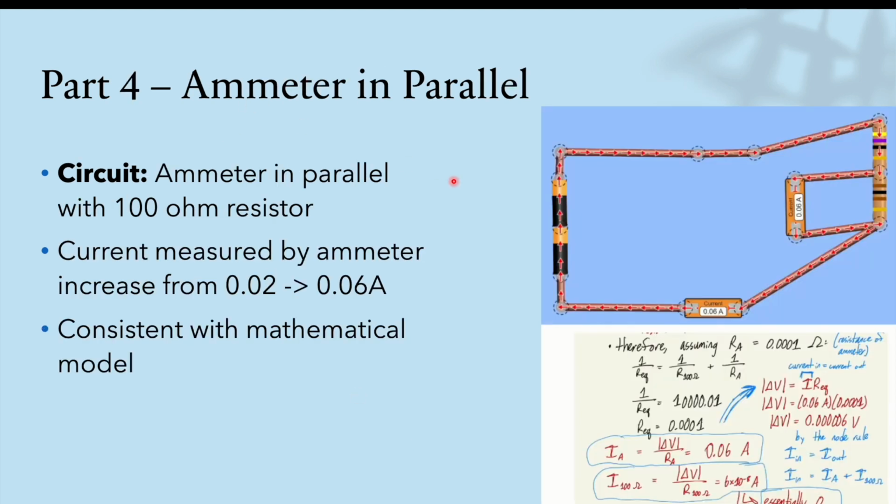Part 4, we have an ammeter in parallel. So this ammeter is in parallel with a 100 ohm resistor, and the current measured by the ammeter increased from negative 0.2 to negative 0.6, and this is consistent with our mathematical model down here.